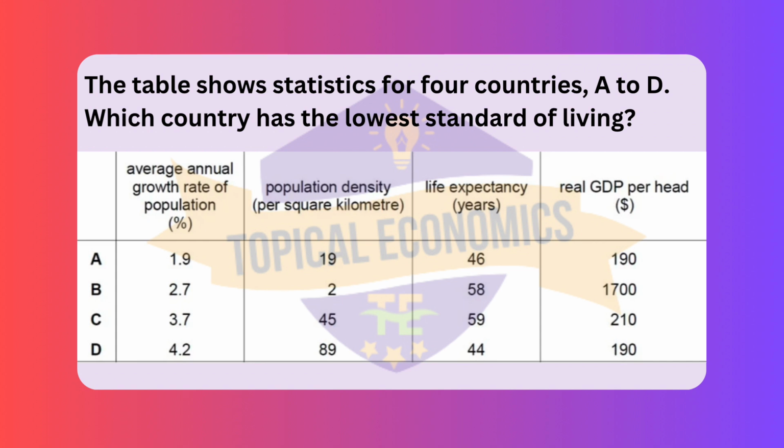High population growth rate, 4.2%, and population density, 89. A high population growth rate combined with high population density can put significant pressure on resources, infrastructure, and services, making it more difficult for people to maintain a high standard of living.